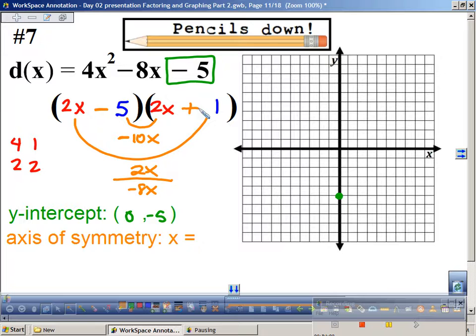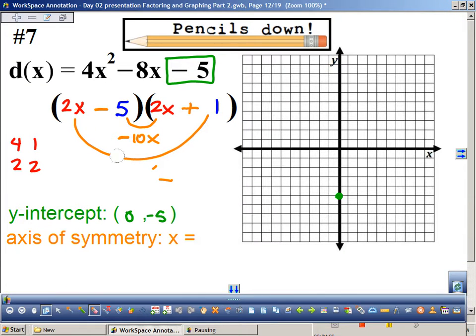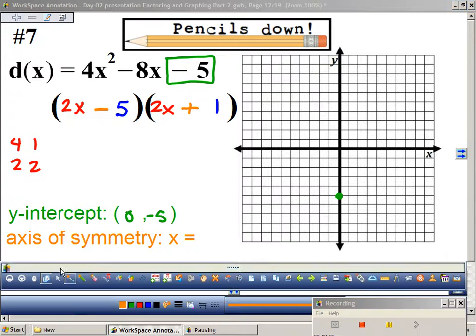Questions? Comments, concerns? Now I can find my zeros. Now these zeros are a little bit more tough. Let's copy this page right here so I can have it for my notes. So now I've just made a new page. Let's copy it and let's look at this part. I want to find zeros.